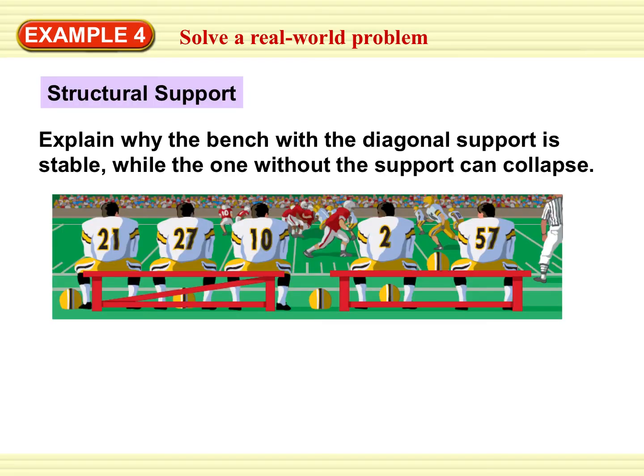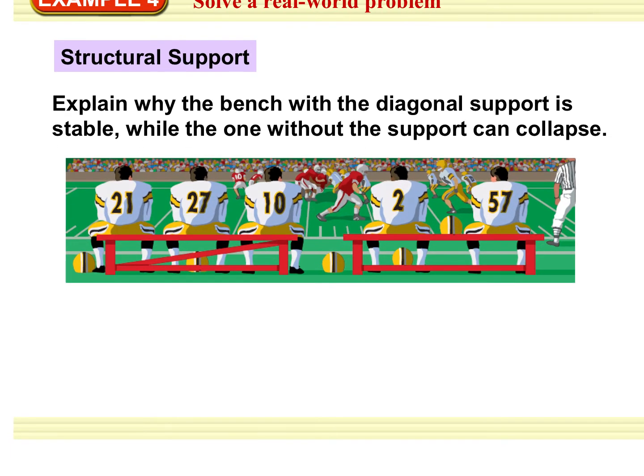It's like a real world problem, and it says explain why the bench with the diagonal support is stable while the one without the support could collapse. So whenever you have 2 congruent triangles put together, that is going to be a more stable situation.